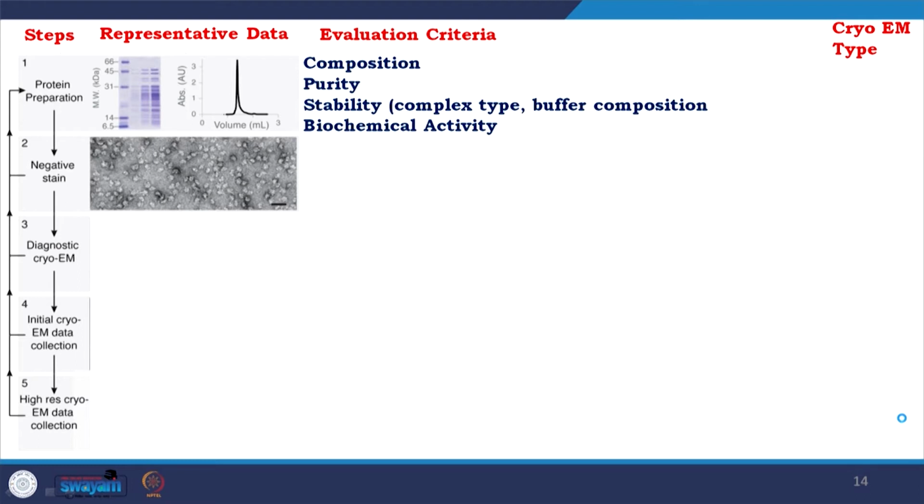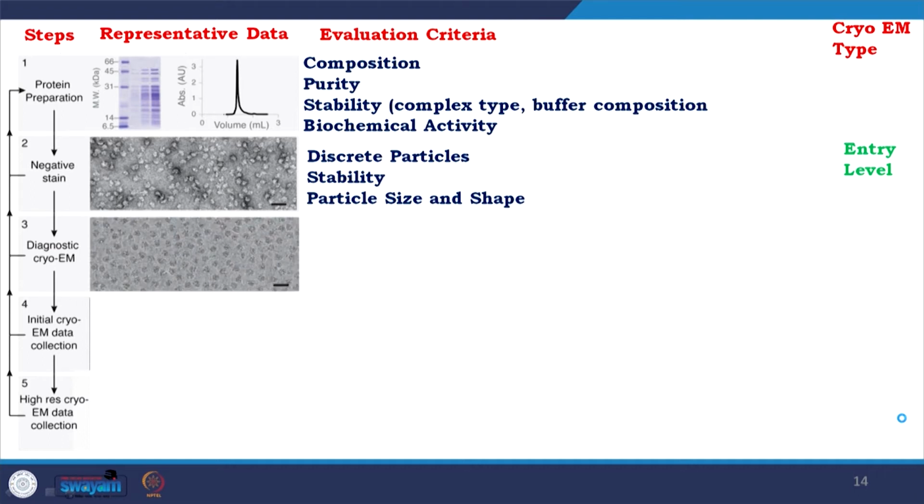After the protein sample is prepared with homogeneity and considerable purity showing the biochemical activity, in the second step we are having negative stain. So, you see how the particles look in the negative stain. Here we need to see the discrete particle. Again we will evaluate the stability, we will measure the particle size and shape. The microscope required to measure those things is actually a very basic entry level transmission electron microscope.